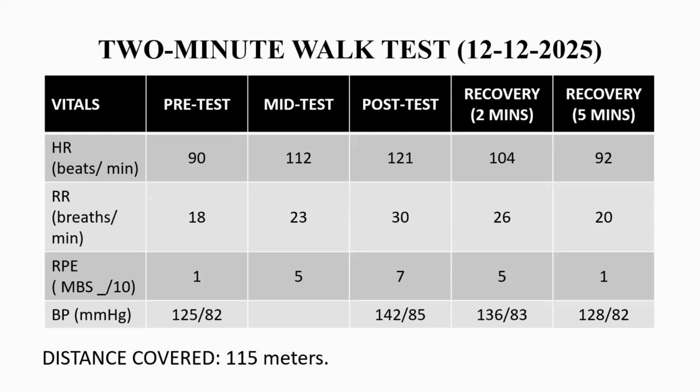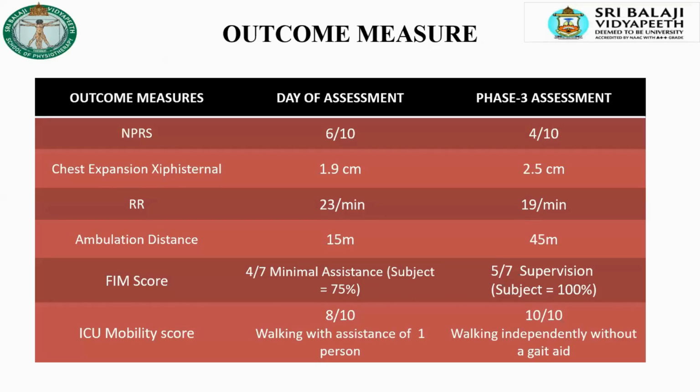Distance covered during the 2 minutes walk test is 1.15 meters. Outcome measures included the day of assessment and the phase 3 assessment. NPRS pain scale on the day of assessment is 6/10. After intervention, at the phase 3 assessment, it is reduced to 4/10.